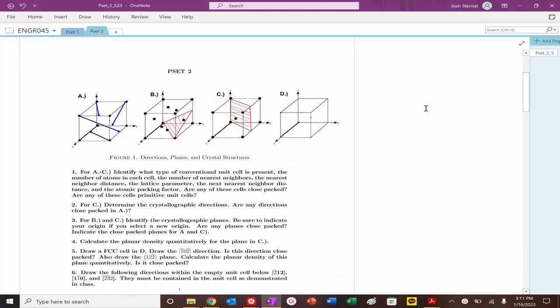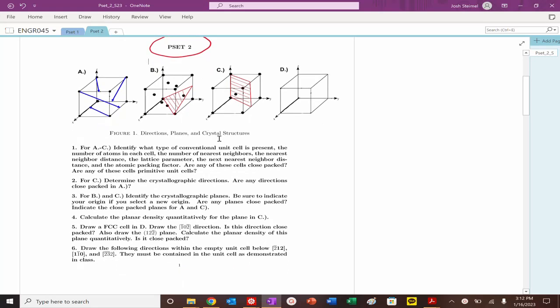All right, we are back, and we are about to do our P-Set 2 basically solution videos. Identify what type of conventional unit cell is present in A through C. So we know that this is simple cubic. We know this is FCC. We know this is BCC. So we got that. Number of atoms: 1, 4, 2.